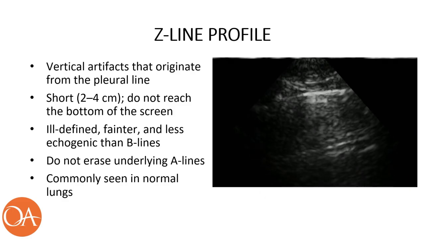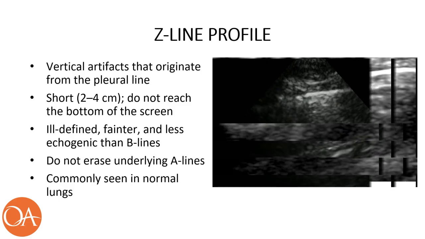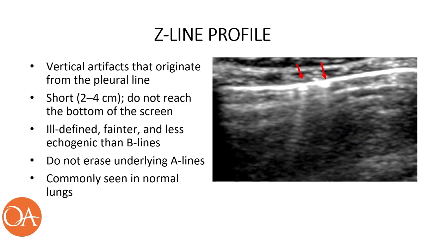Z-lines are vertical artifacts that originate from the pleural line but are generally short, dissipating within 2 to 4 centimeters, and never reaching the bottom of the screen. Unlike B-lines, Z-lines are ill-defined, fainter, and less echogenic. They do not move along with lung sliding and do not obliterate the underlying A-lines. Z-lines are considered a benign artifact and hold no clinical significance. They are commonly seen in normal lungs.